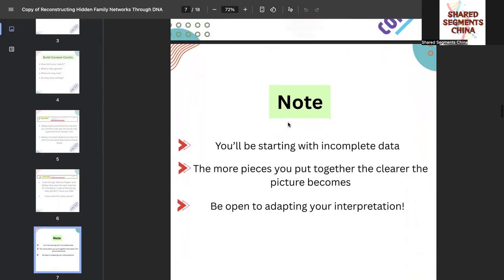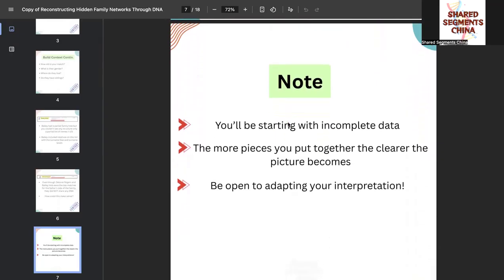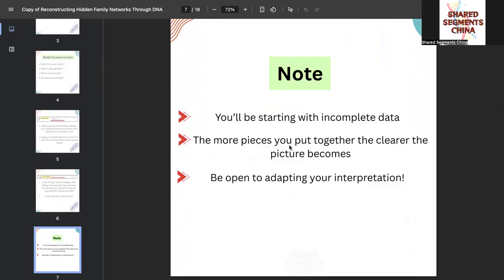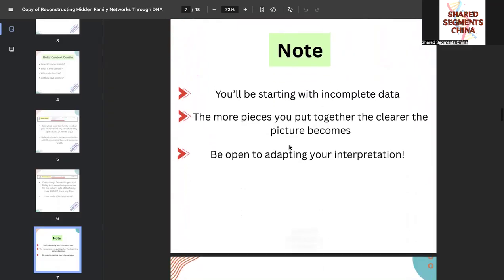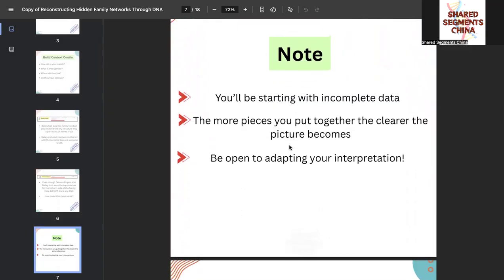All right, so trying to make sense of things. Just note that, whether or not you're looking for family in the United States or in China, most of the time you'll be starting with incomplete data. The more pieces you put together, the clearer the picture becomes. And make sure to stay open to adapting your interpretation. And I'm going to show you why this is really important.